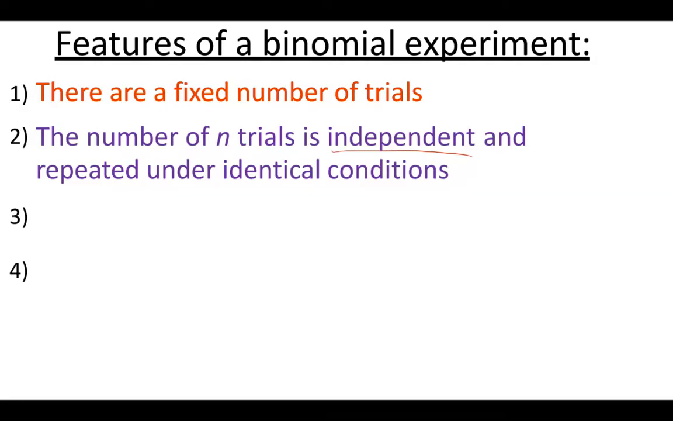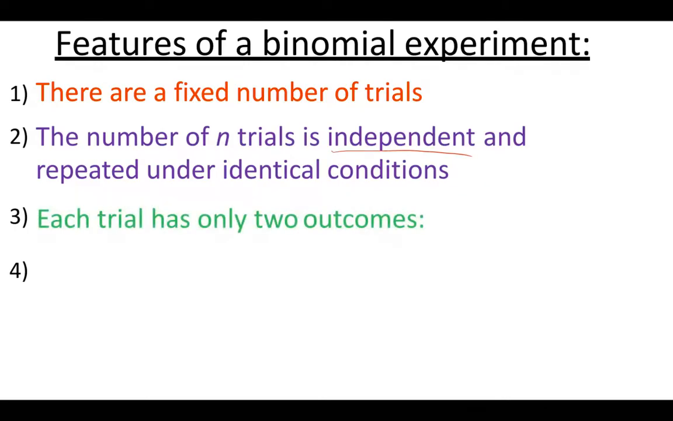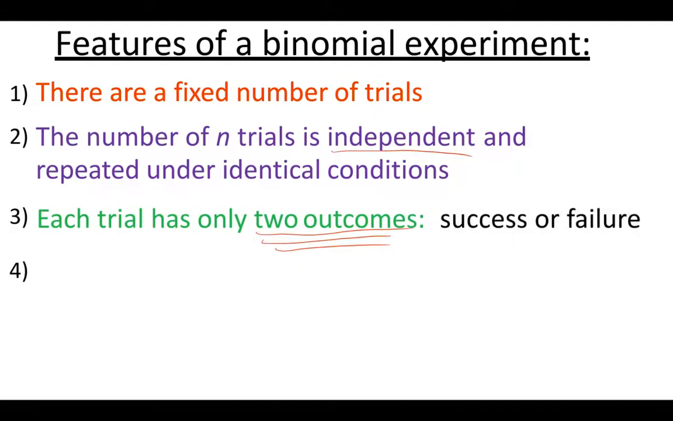And also these trials are repeated under identical conditions. So we're doing it exactly the same way, each of the trials. And each trial has only two outcomes. This is kind of the biggest thing that defines binomial experiments, is there's always only two outcomes. Either you have a success or you have a failure. So either you spin the 5,000 or you don't spin the 5,000. Either you get a heads or you don't get a heads.